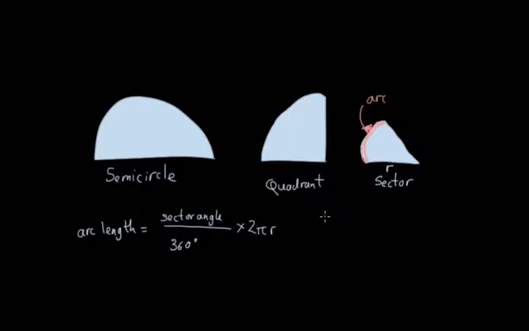Similarly, the sector area is a fraction of the area of the original circle. So you would just take the sector angle, divide it by the 360 degrees, then times it by what the area of the original circle would have been, pi r squared. So let's try some examples with these.